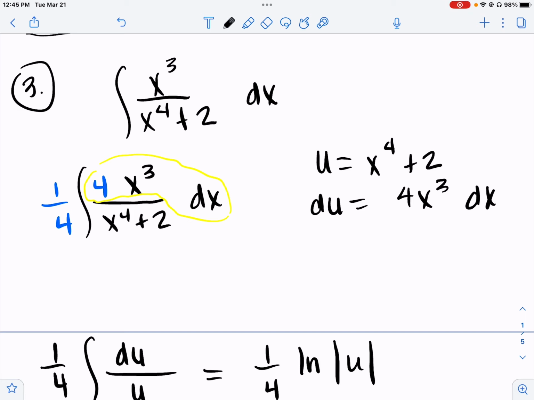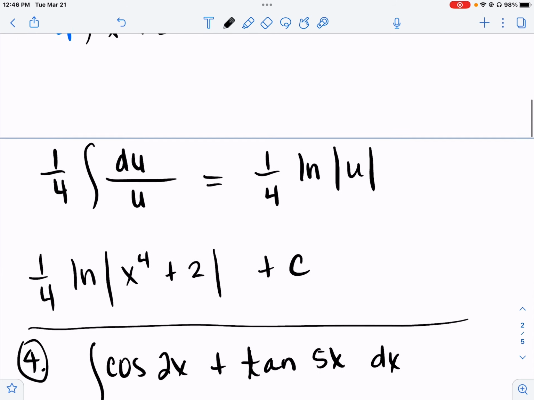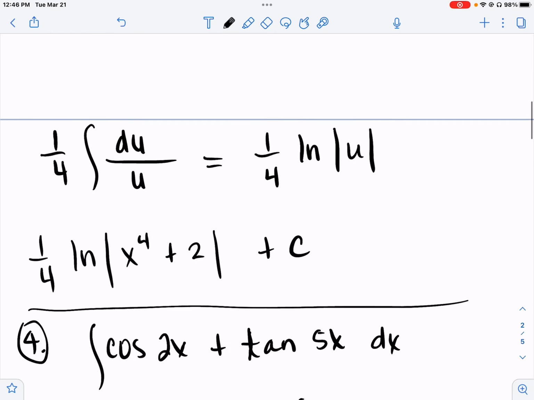4x cubed dx is du. So we have du over u, which the integral is ln. Okay, but we have our 1/4 outside, so 1/4 ln of u, and put u back in terms of x. U was x to the 4th plus 2. And of course, our plus c.